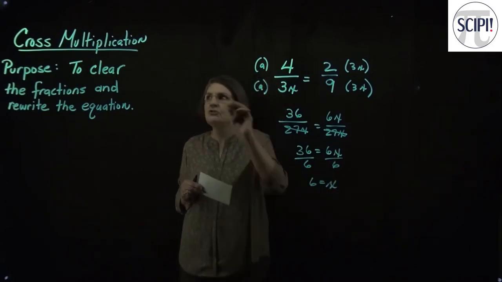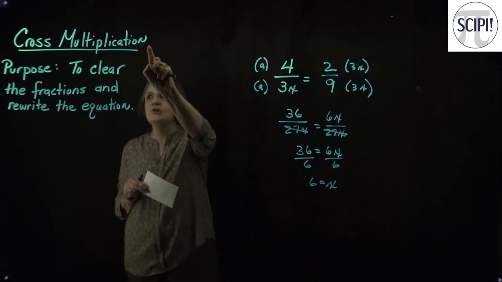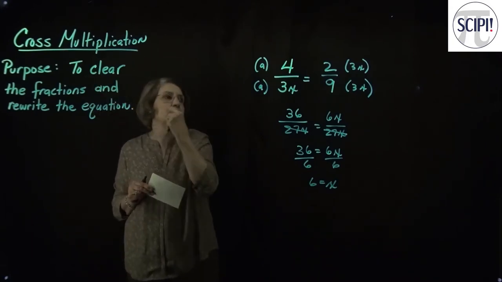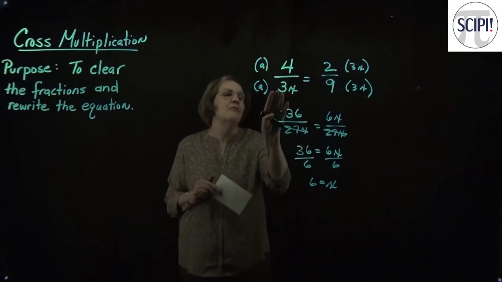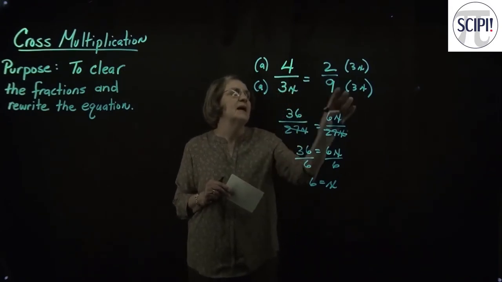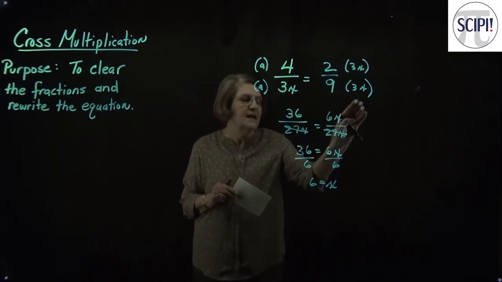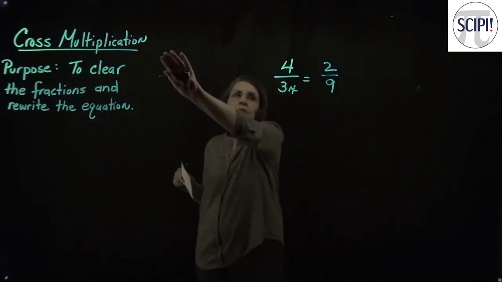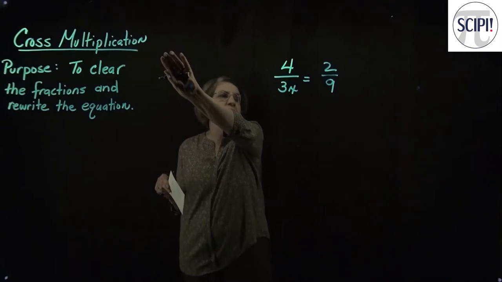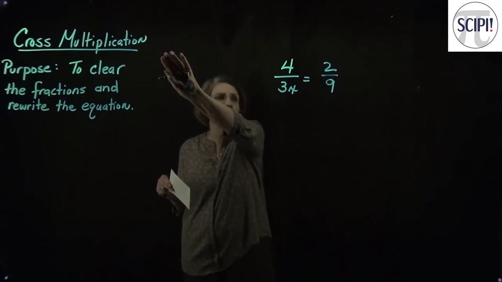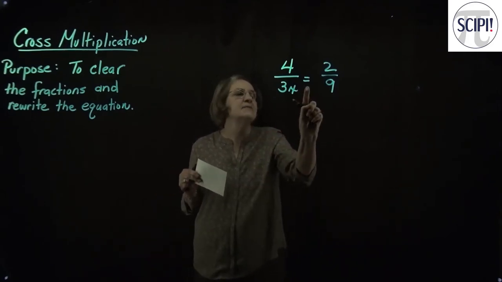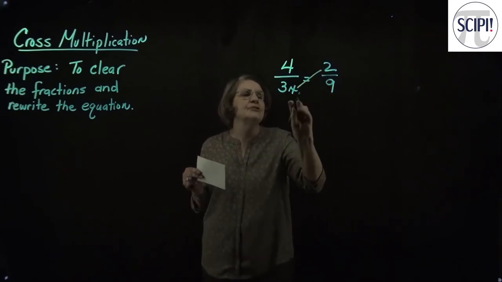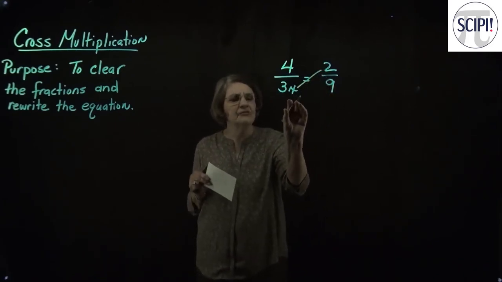But today we're going to try cross multiplication. Again, remember, it's to clear the fractions and rewrite the equation. It only works when you have one fraction on this side and one fraction on this side. So now let's do the same problem using cross multiplication. What that means is I'm going to cross multiply across the equal sign. So I'm going to go 3x times 2. And I always like to do my x first.